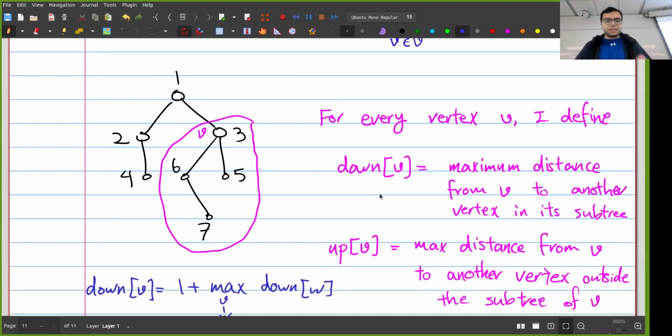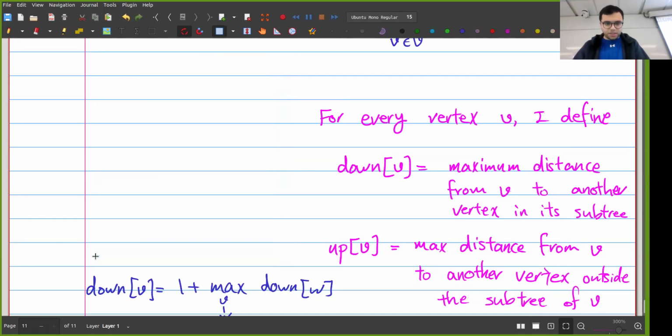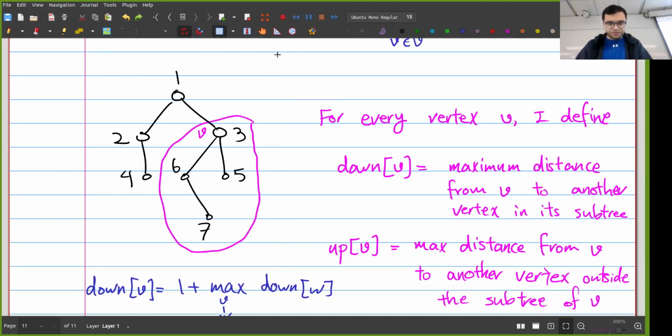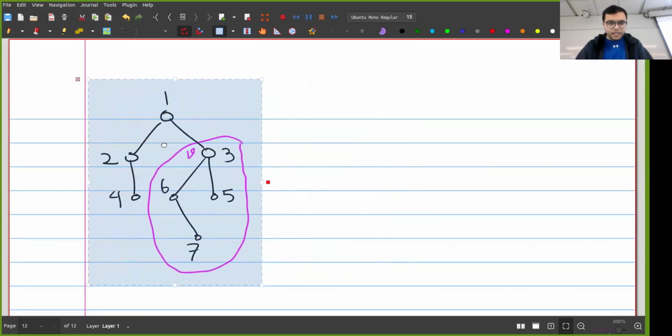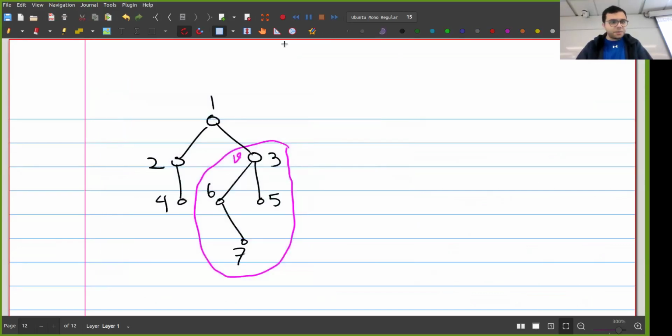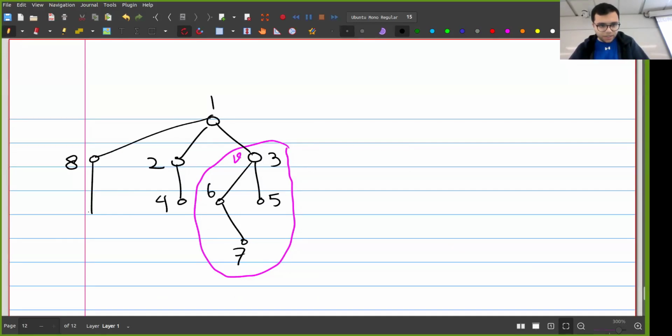Okay, so what is up of V? Let me just take this one. Oops. I wanted to copy it, not cut it. Okay. I have this, and actually let me make my graph a little bit bigger. So let's say I have vertex 8 and a vertex 9 and like 10 and 11. And I want to calculate up of 3.